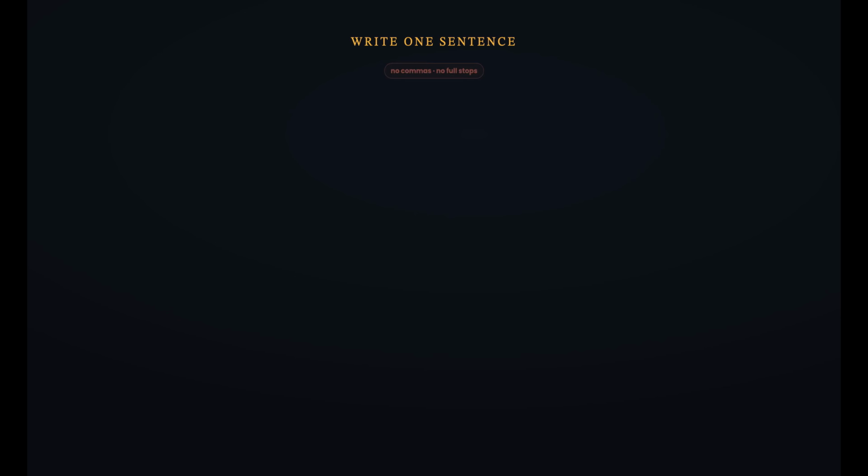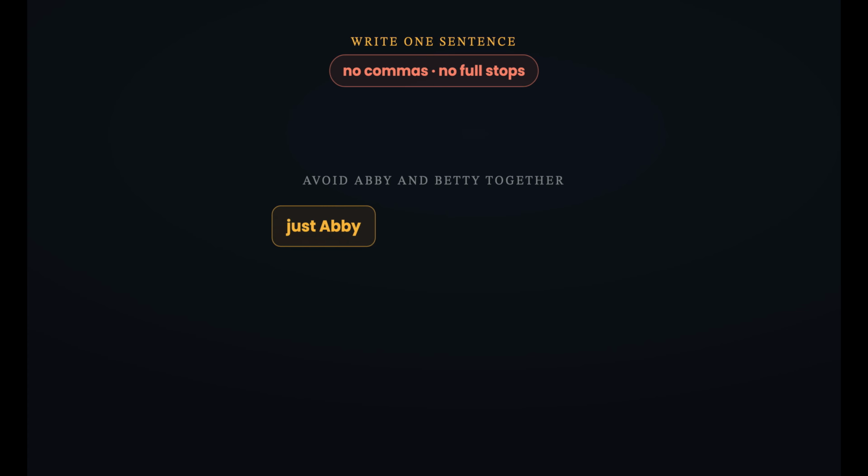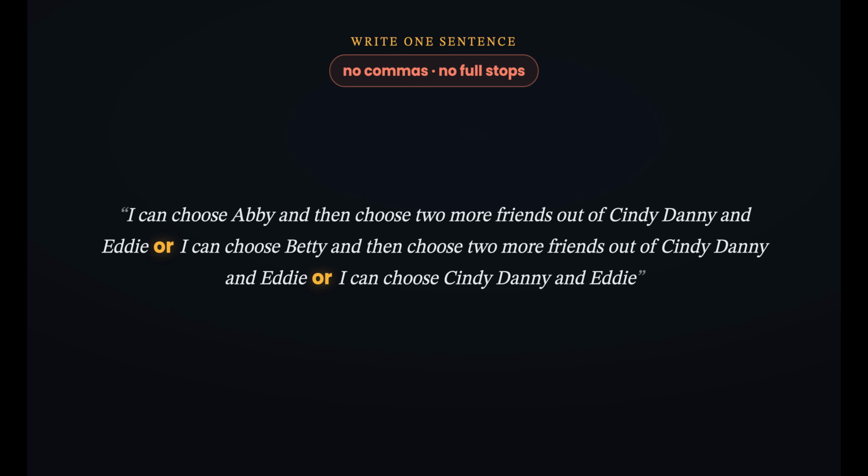Just one sentence with no commas or full stops. Think about how to avoid having Abby and Betty together. We can either just choose Abby, just choose Betty, or choose neither of them. So the sentence is, I can choose Abby and then choose 2 more friends out of Cindy, Danny, and Eddie, or I can choose Betty and then choose 2 more friends out of Cindy, Danny, and Eddie, or I can choose Cindy, Danny, and Eddie.